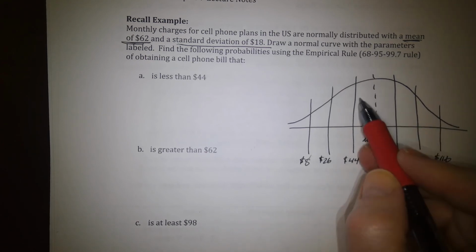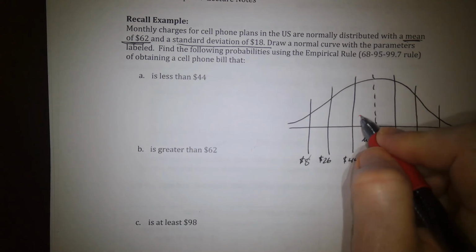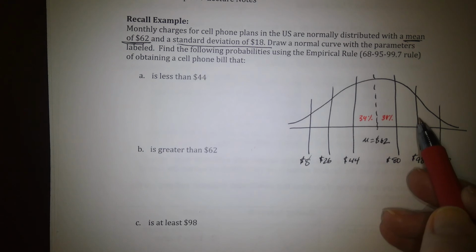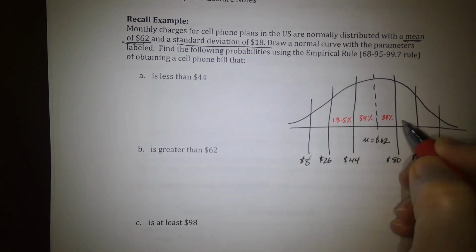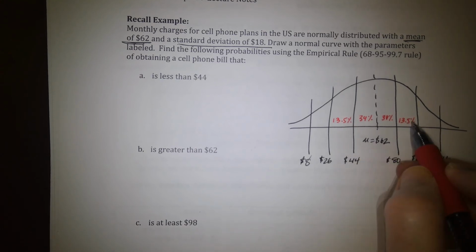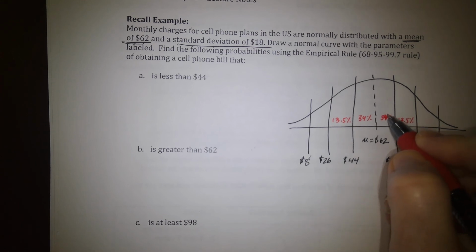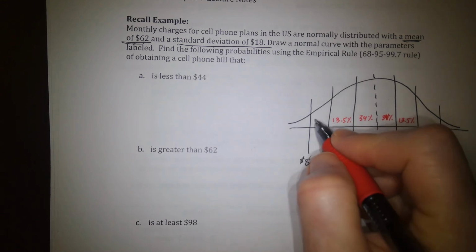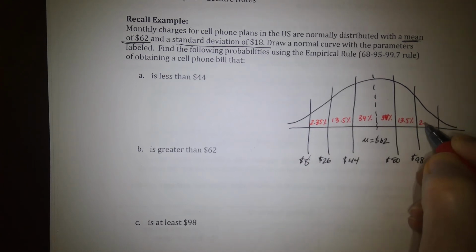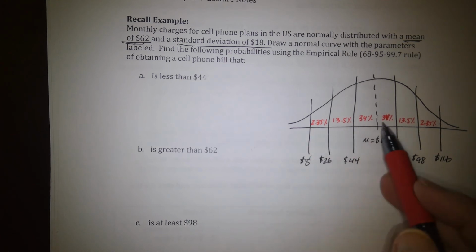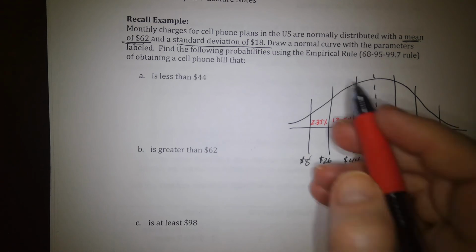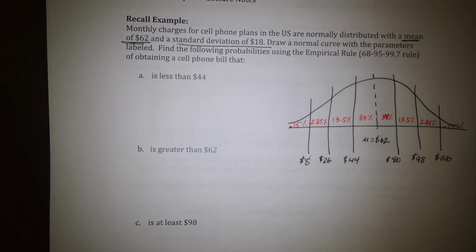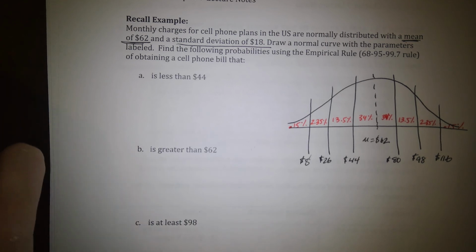Let's go ahead and fill in the values from the previous page. If the middle two boxes are 68% of my graph, that means each individual box is going to be 34. If the middle four boxes total 95%, that means these must be 13.5. If you added all those together, you get 95%. If the middle six boxes total 99.7%, that means these boxes must be 2.35. And if the middle is 99.7%, that leaves 0.3% to divide amongst these outside two boxes, which is going to give me 0.15%. And if you added all of these up, you'll get 100%. So this is going to help me in answering these questions on the left.